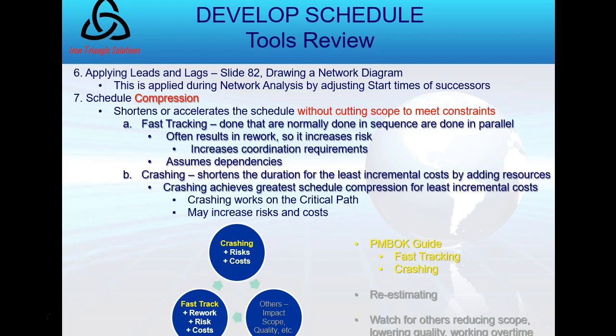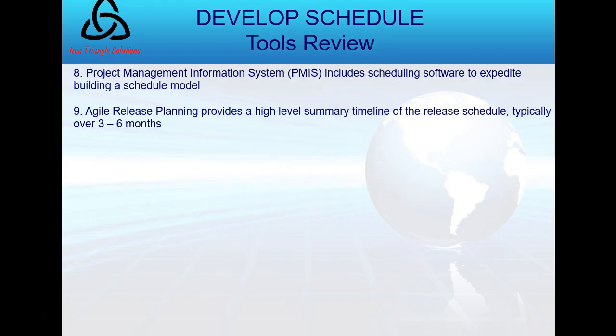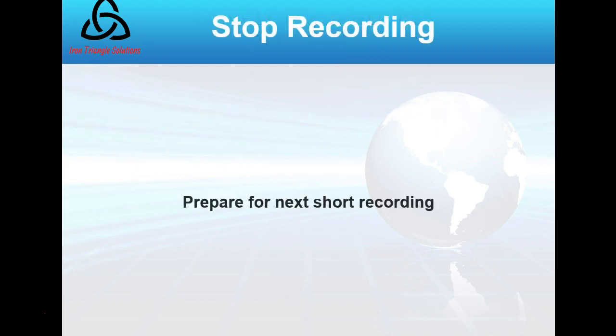There are other ways to speed up a project, and you want to be careful about those as a project manager. People may try to cut quality or cut scope without telling you, so be careful. Really, you only have two types of schedule compression, fast tracking and crashing. The last two tools are the PMIS, which we've talked about before, and Agile release planning. Okay, and that's it.